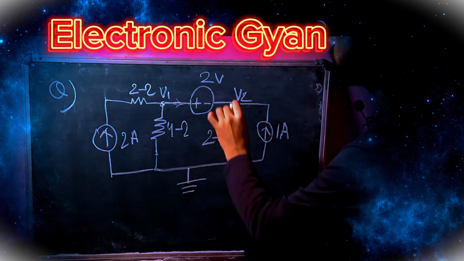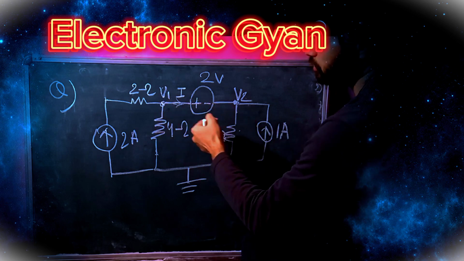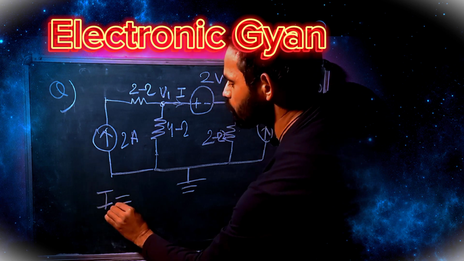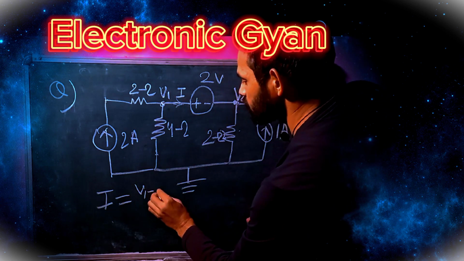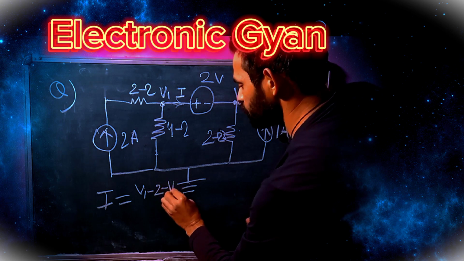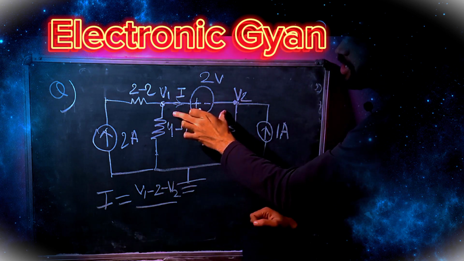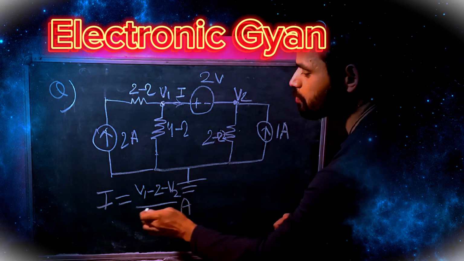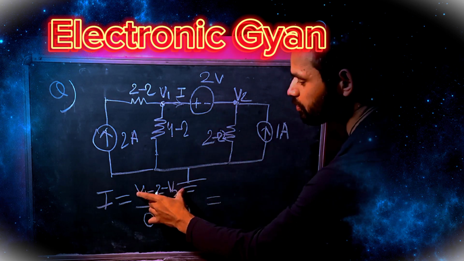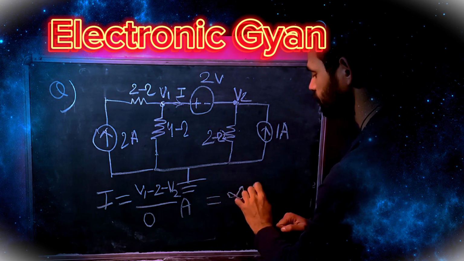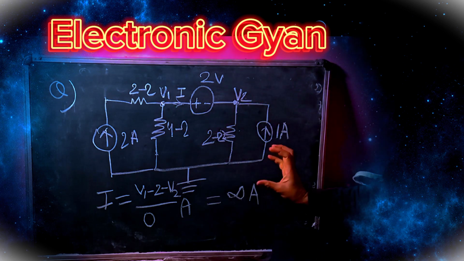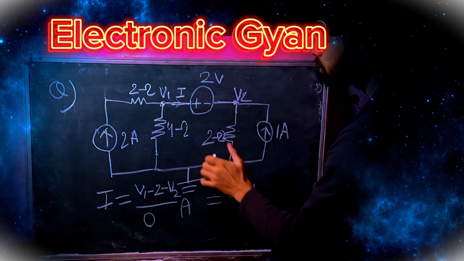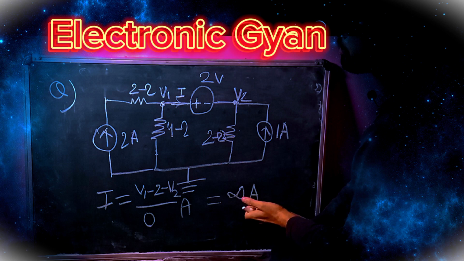Now if we see how much current is flowing through this voltage source, let's say current I is passing through it. I is equal to (V1 minus 2 minus V2) divided by the resistance here, which is 0. So an infinite amount of current would pass through this voltage source, which is not possible at all.